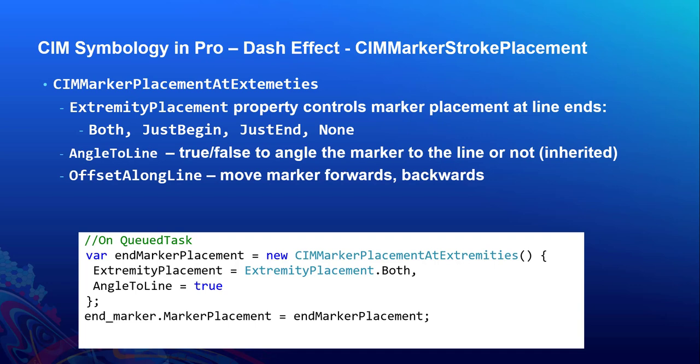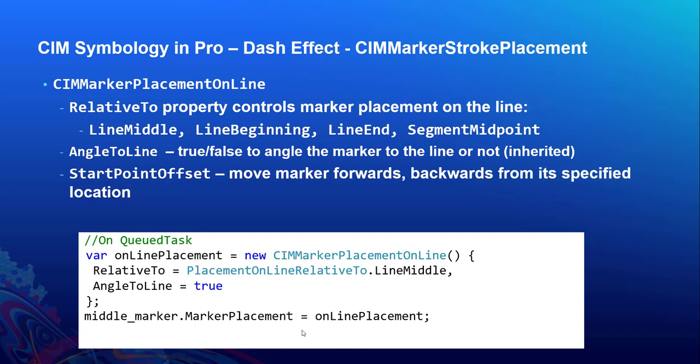So in the code snippet below, I'm instantiating a CIM marker placement at extremities. I'm setting the extremity placement to be both. So whatever my marker is, I want it placed at both ends of the line, and I want it angled to the line as well. And here's my assignment statement below.